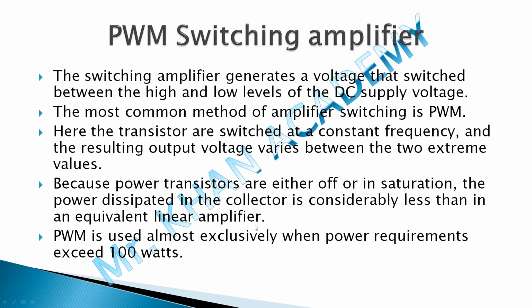linear amplifier. As in the linear case, as I explained, suppose output required is 20 watts, input is 50 watts, the difference between output and input is 30 watts, continuously a voltage drop is there. But as I'm switching between high and low, the average gives the required value, no doubt, but losses are very less compared to the equivalent linear amplifier. Because of that, pulse width modulation is used almost exclusively when the power requirement exceeds 100 watts. More than 100 watts, we prefer the PWM switching amplifier. Less than 100 watts, we prefer the linear amplifier.